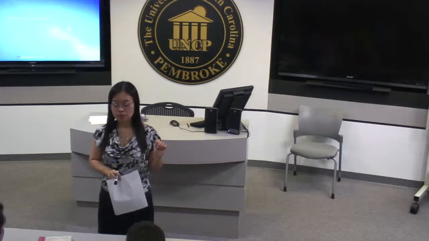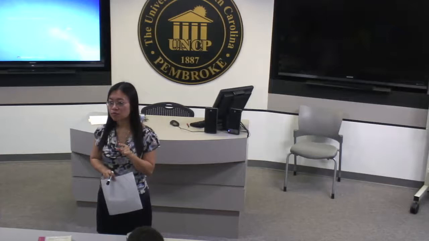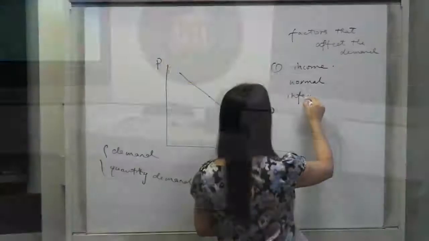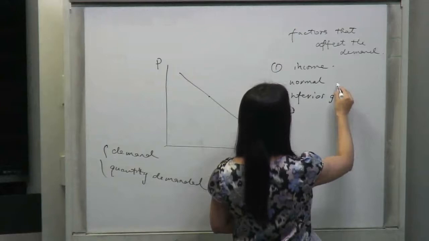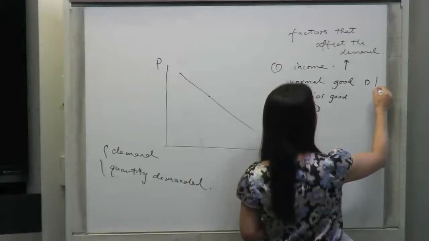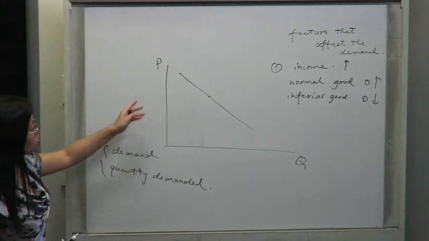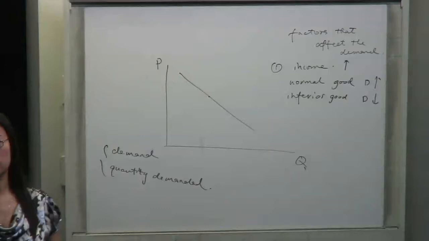Very good. We have to know what kind of good it is, right? There are two different kinds of goods. What are they? Normal good and inferior good. If it's a normal good, then we know that when the income goes up, demand will go up. And if it's an inferior good, when the income goes up, demand goes down. And if demand goes up, how does the demand curve shift? Shift to the right or shift to the left? Shift to the right. Very good. So that's the first important factor.